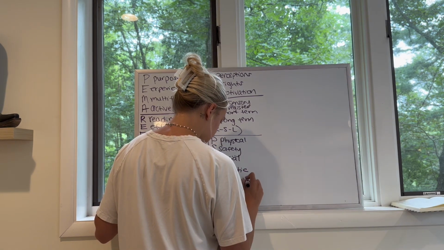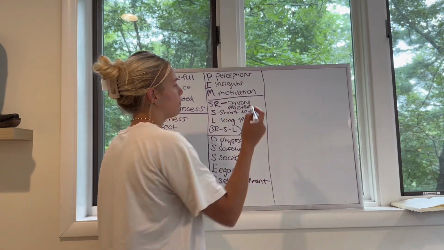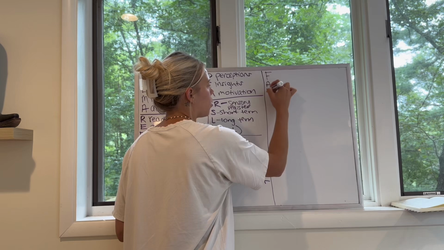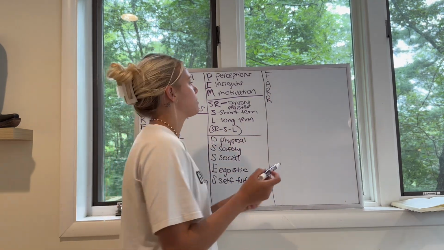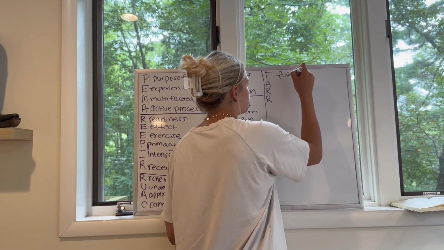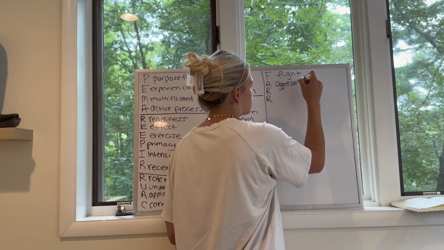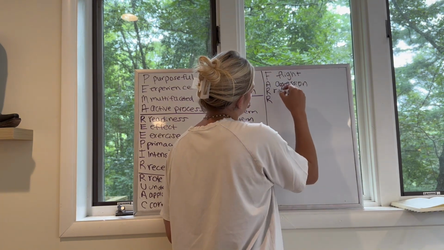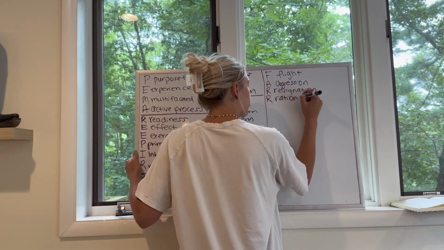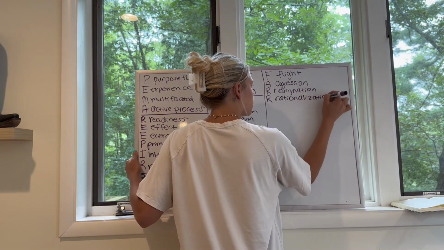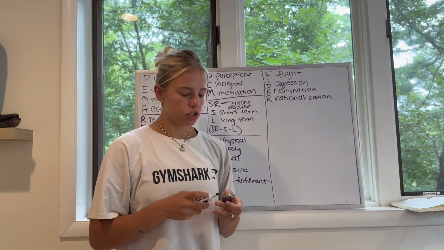And self-fulfillment. All right, the next acronym is FARR, with 2 R's. So these are our defense mechanisms. So we have flight, aggression, resignation, rationalization. So our defense mechanisms are flight, aggression, resignation, rationalization.